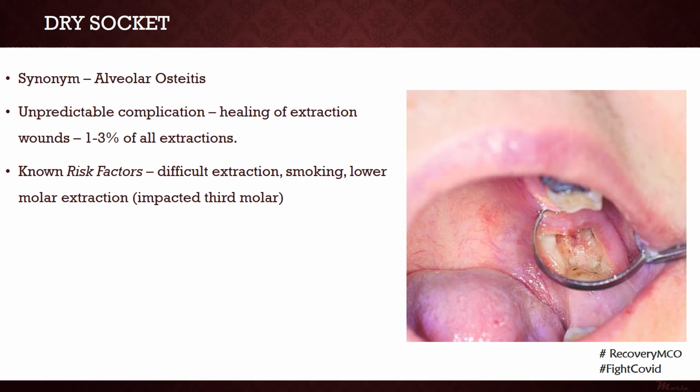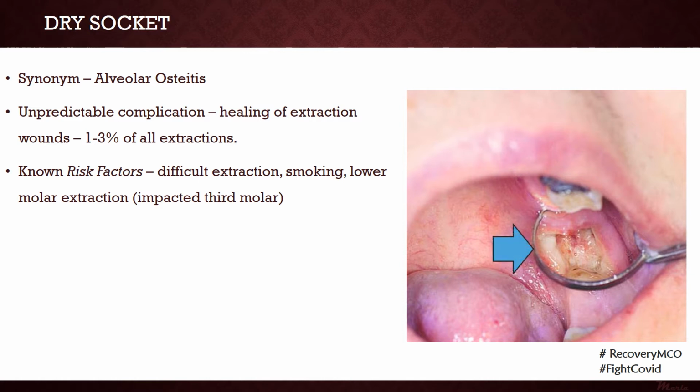Various risk factors are known to be associated with this pathology. These include a difficult extraction, smoking, and lower molars. It should be remembered that dry socket occurs commonly in association with the extraction of an impacted third molar.